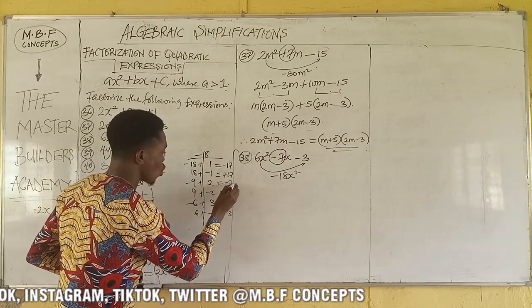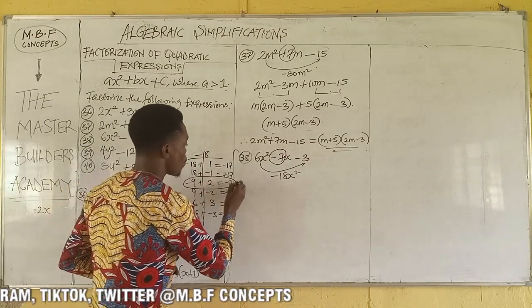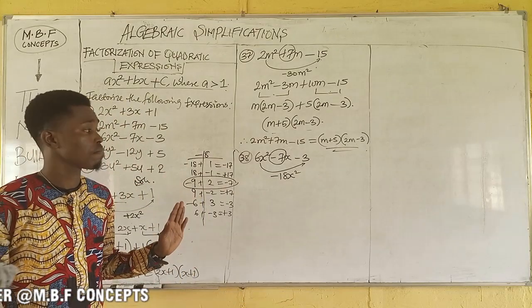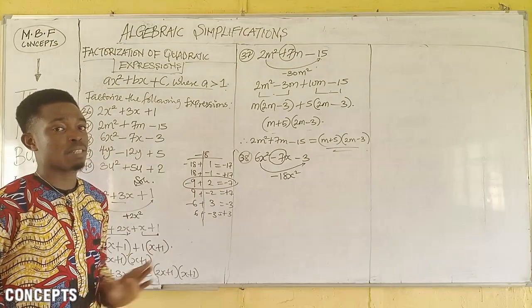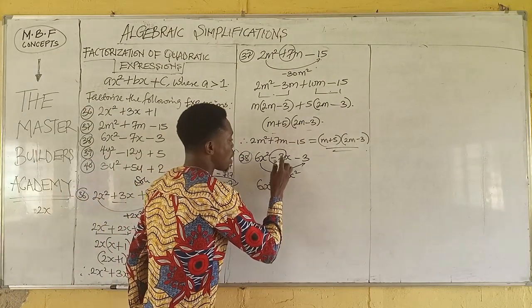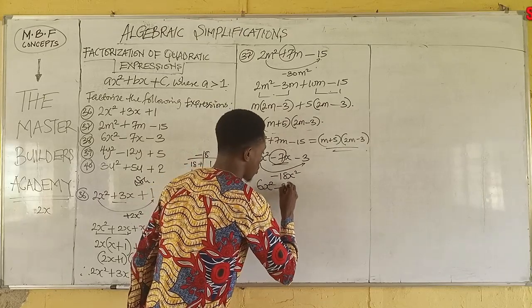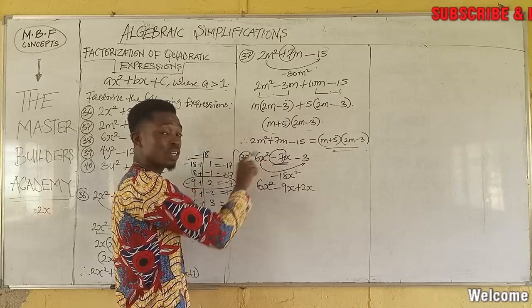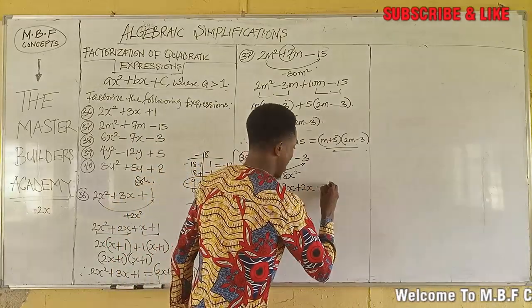That means we are going to go with this term, where we have minus 9x and plus 2x. As simple as we have it. Now we'll come here and have this as 6x squared. Now we will replace this by what? Minus 9x and plus 2x. Understand, minus 9 plus 2 is minus 7. Then this is minus 3.